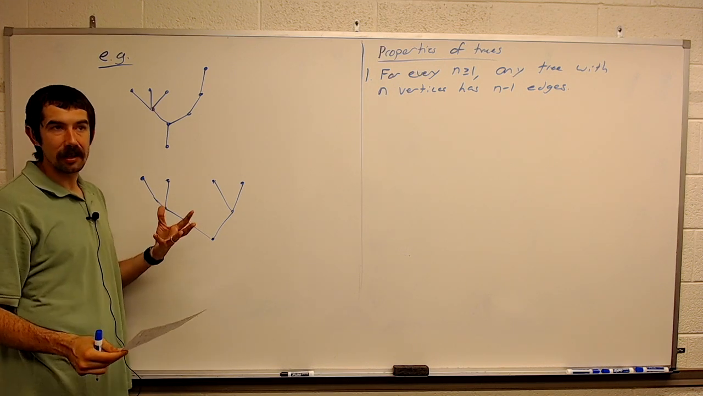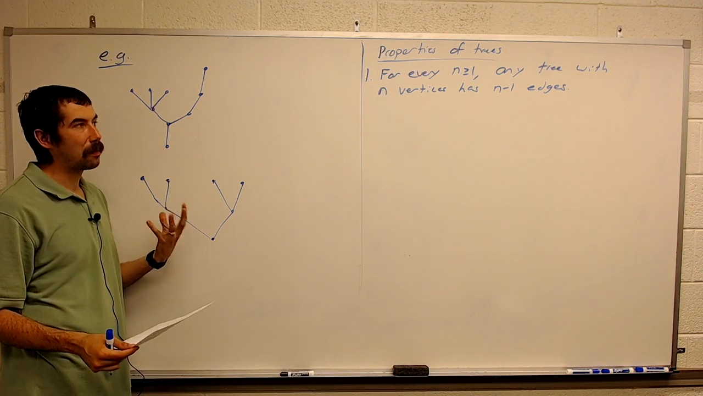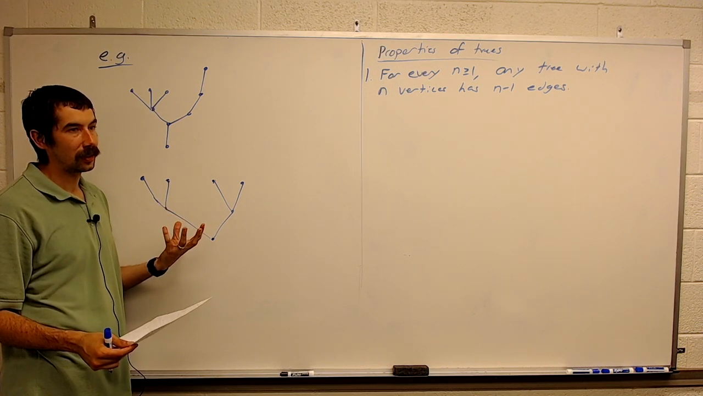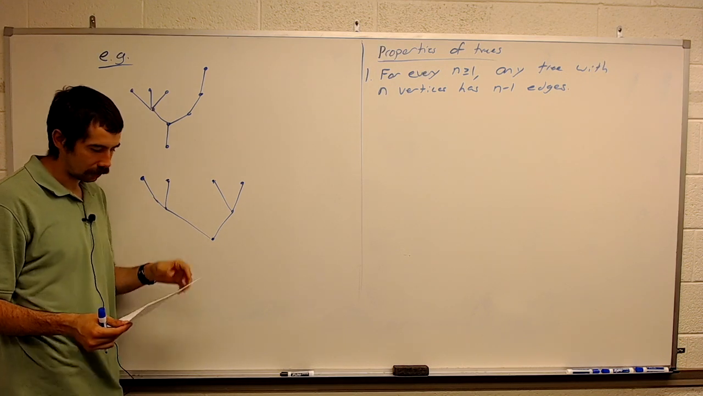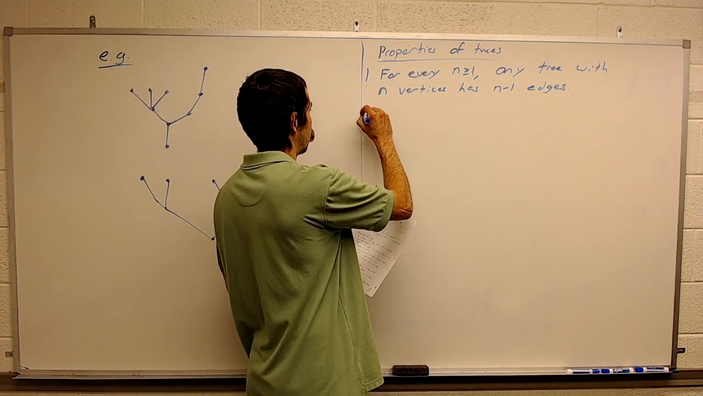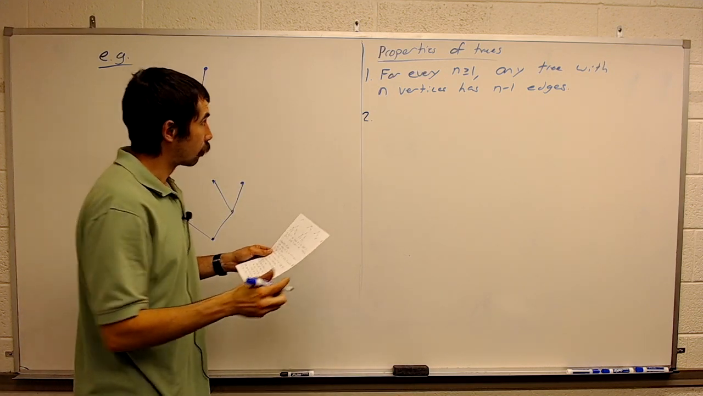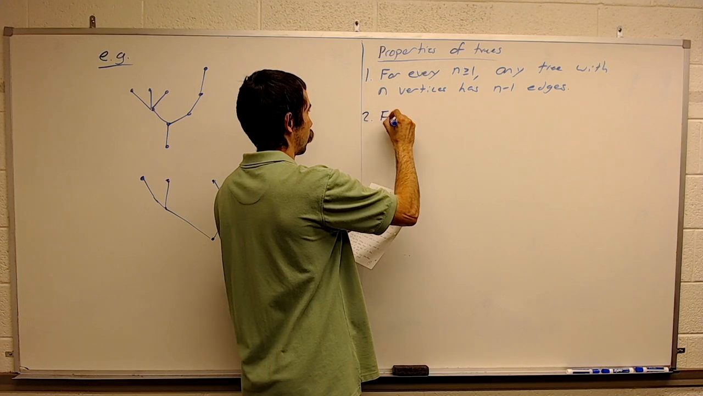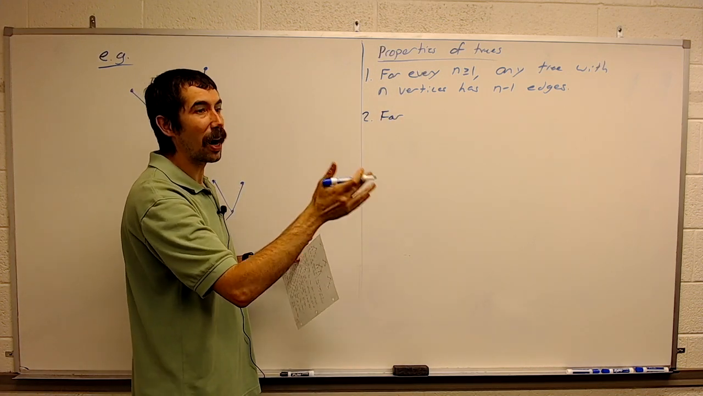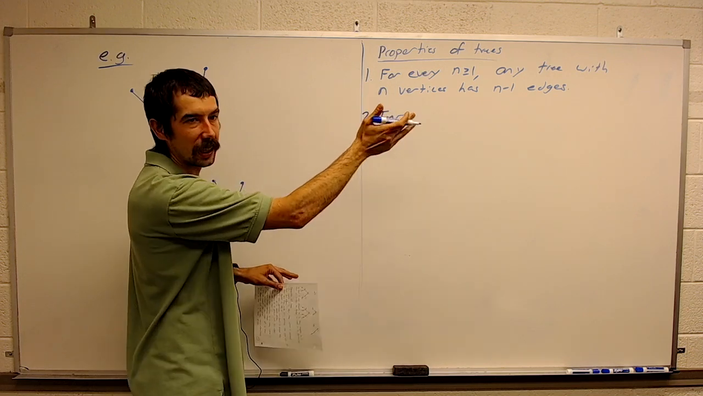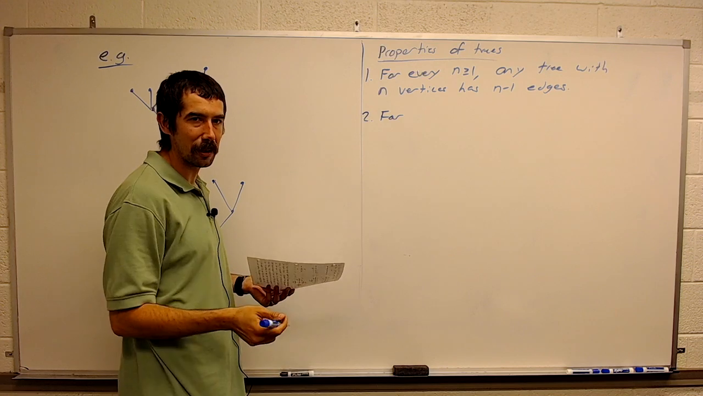But now ask yourself, is it possible for a graph to have n minus 1 edges and not be a tree? Think about that. A hint: it's probably possible, or else I would have said if and only if. So think about how that is, and let me know in the comments if you're able to think of an example.